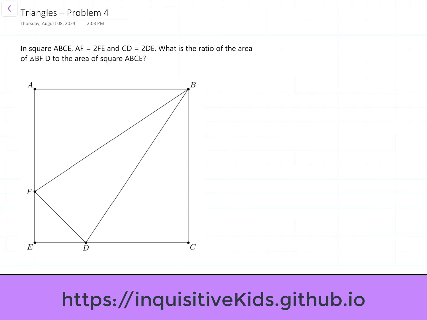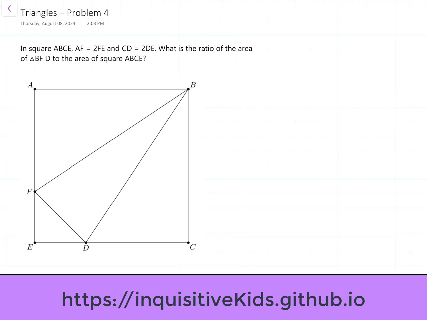Problem 4. In square ABCE, AF is equal to 2FE and CD is equal to 2DE. What is the ratio of the area of triangle BFD to the area of square ABCE? Here's what we know from the problem.